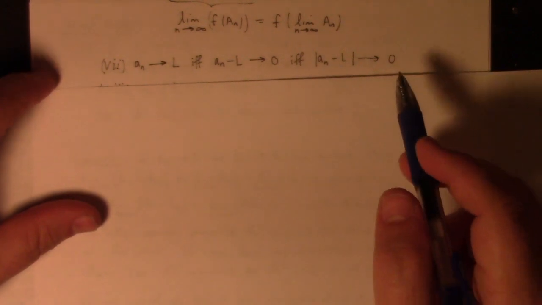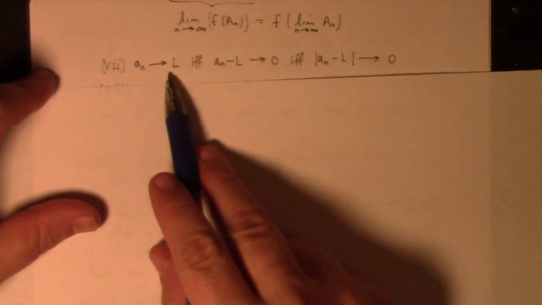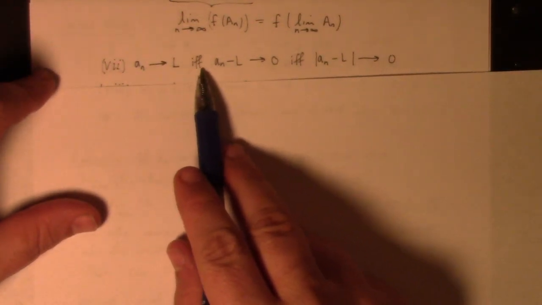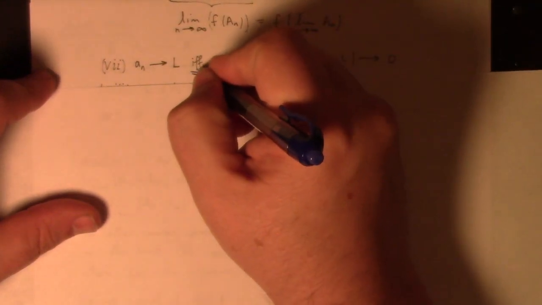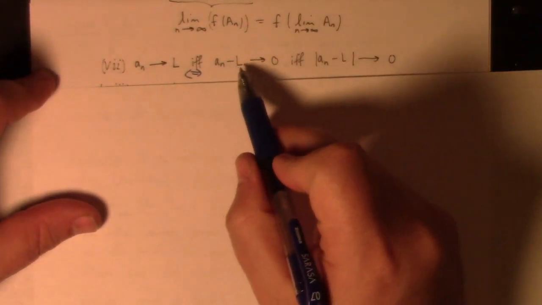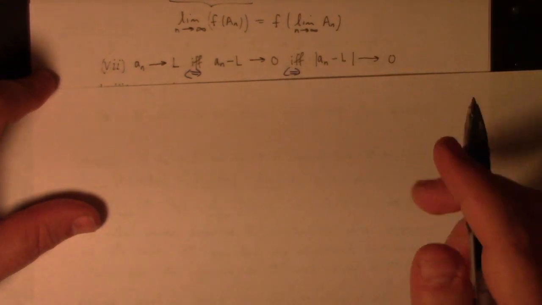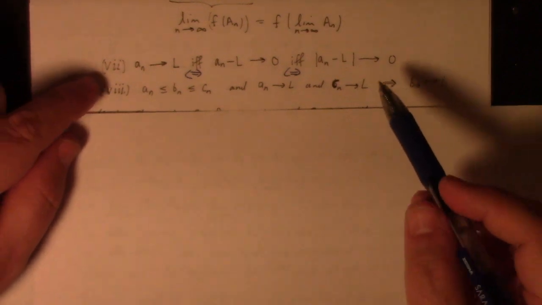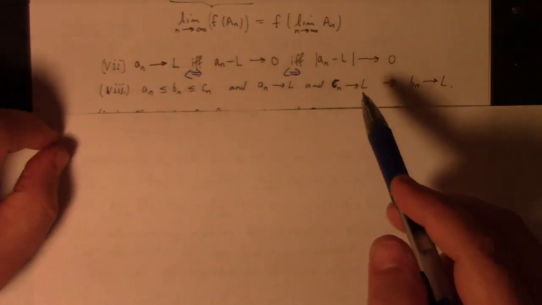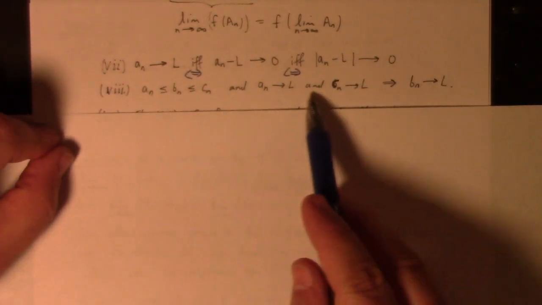Property 7 is a list of kind of equivalent ways of looking at a limit. We say a sub n goes to L if and only if a sub n minus L goes to 0, and that's interchangeable with the absolute value of a sub n minus L going to 0. That's sometimes useful to think about. We'll probably find ourselves needing to use that at some point. I just used 8, which is the squeeze theorem.